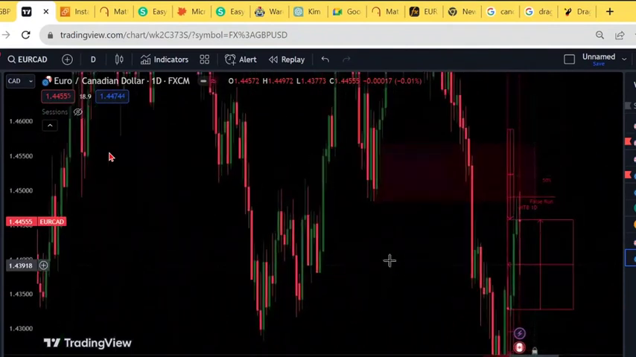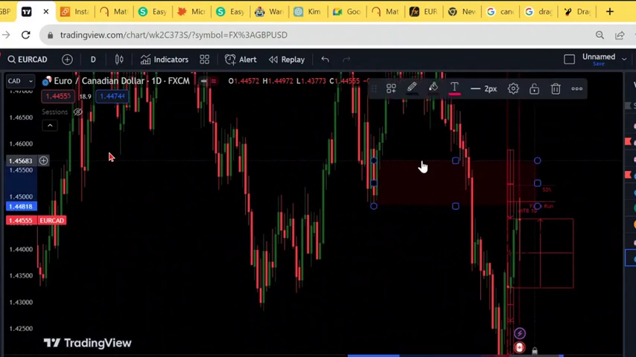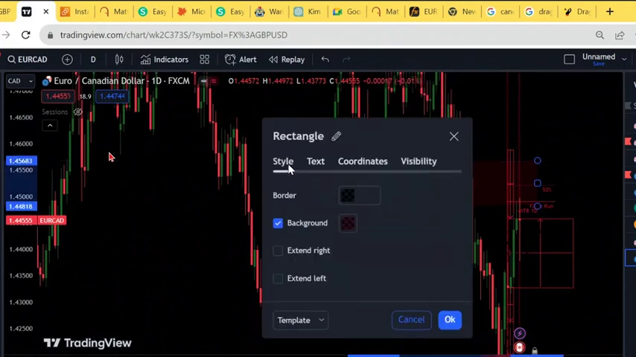Hold on, double click on that box. Remember, we got to change the color because that color is for order blocks. Change the color to that light blue. I mean that light red.